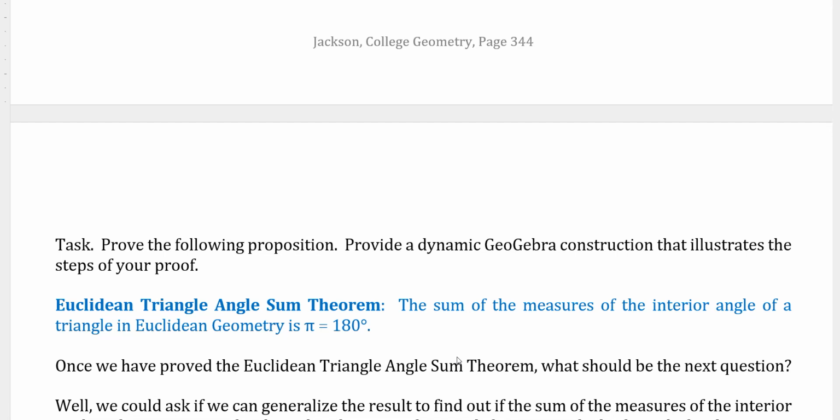So once we prove the Euclidean triangle angle sum theorem, what should be the next question? Well, we could ask, does it generalize in any way? Does it work in other geometries? We see that it does not. It's a similar but a different kind of result there in the other geometries.